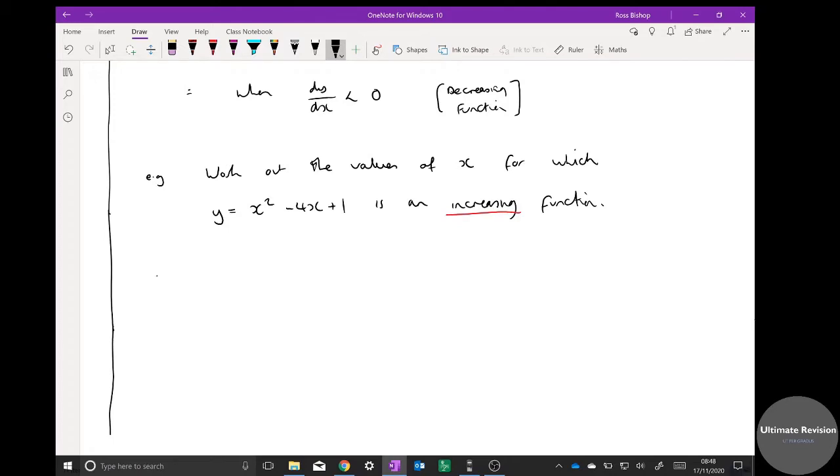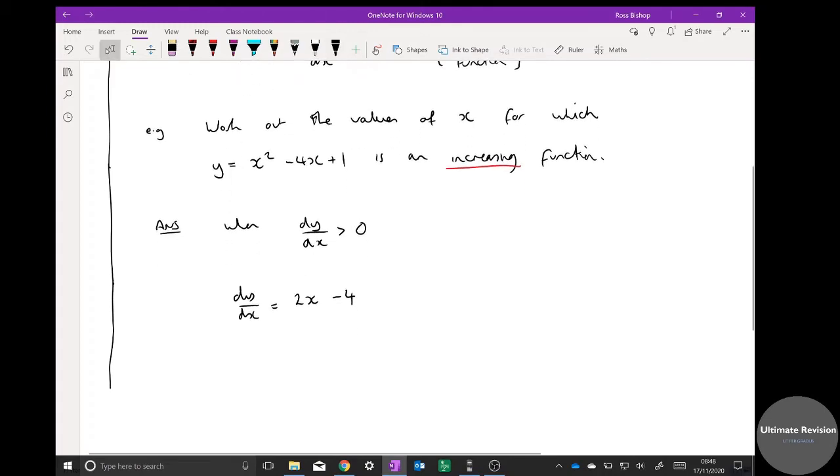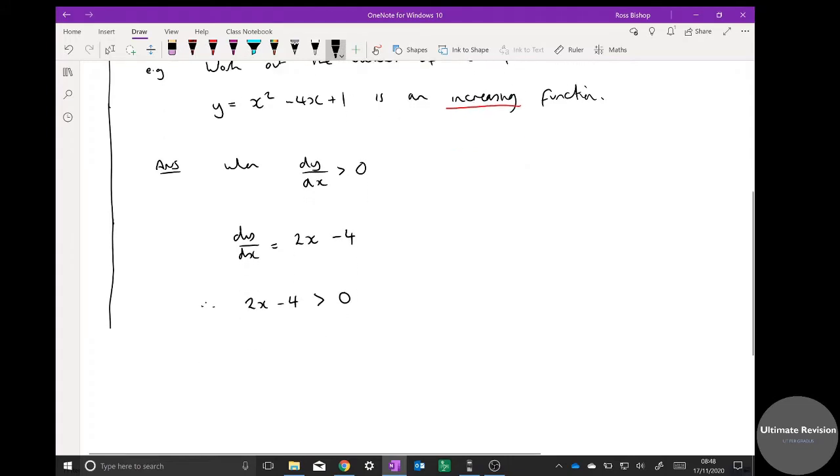So I know it is when dy/dx is greater than 0. So I need to work out dy/dx. I need to differentiate y. X squared becomes 2x. Minus 4x becomes minus 4. The plus 1 disappears. So dy/dx is equal to that. So therefore 2x minus 4 is greater than 0. I solve that inequality. 2x is greater than 4, x is greater than 2. That would be my answer.